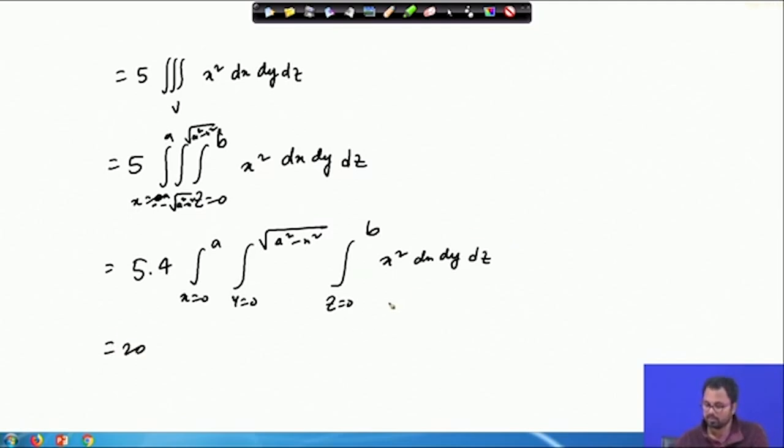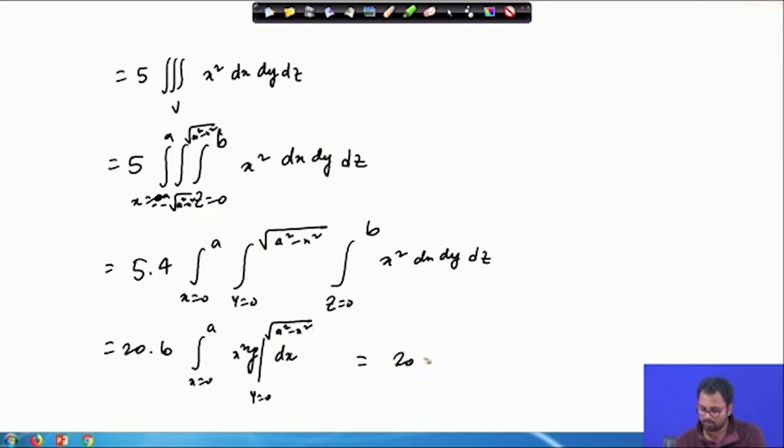Now, we can integrate, and so this is basically 20. We can first integrate with respect to z, and this will be b, and then we can integrate with respect to y, and then the integral of x running from 0 to a. If we integrate with respect to y, then this will be x square y, so this will be x square y times dx, and then y is varying from 0 to square root of a square minus x square, right?